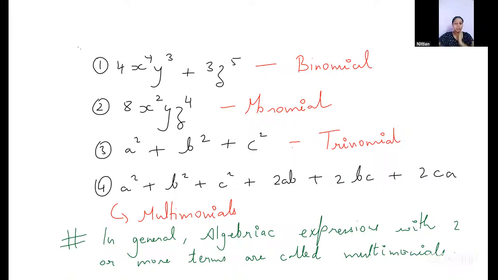Because two and three terms can also be called multinomials, but multinomial is a general term. When I see the word multinomial, it is a general term used for all expressions having more than two terms. But binomial is specifically for two terms, trinomial is specifically for three terms. When you have two terms, you write binomial. When you have three terms, you write trinomial. And from four terms onwards, 4, 5, 6, 7, 8, and countless, you write multinomials.